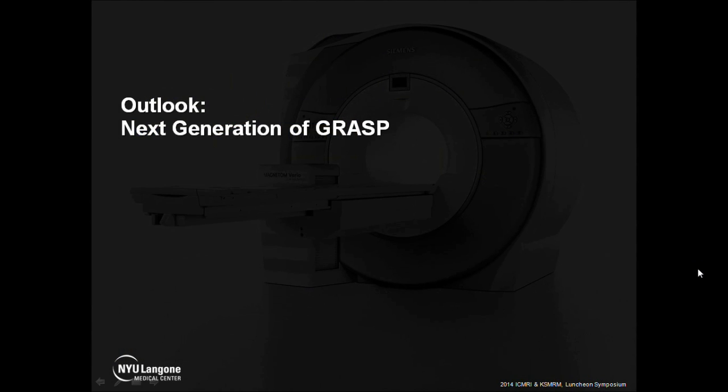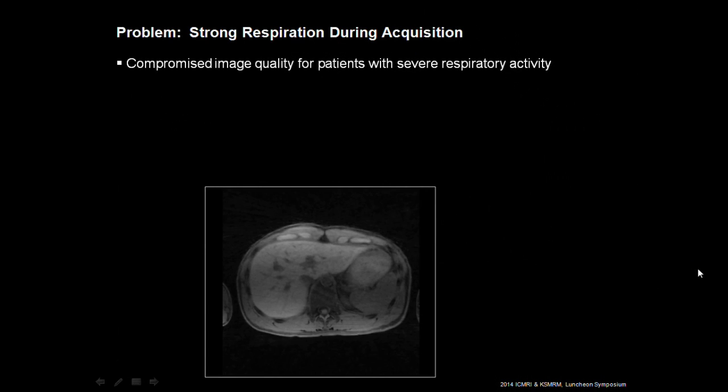And one problem that we still have sometimes with GRASP is in patients that perform a very strong and very deep breathing during the data acquisition. And you can see such an example on this slide here. This is a patient that we scanned some time ago, and here we were not really happy with the image quality. The image quality is not totally bad, but especially the arterial phase is not clean.